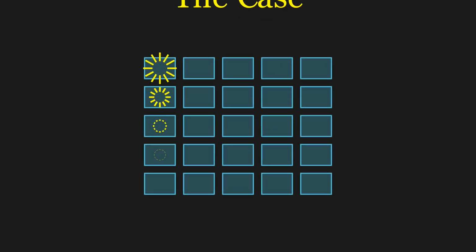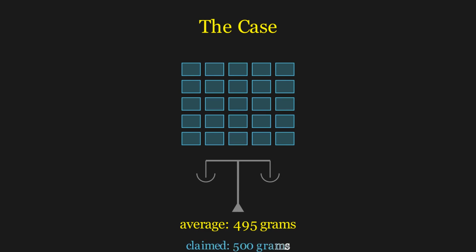Here's our case for today. A cereal company claims each box contains 500 grams of cereal on average. You're suspicious they're skimping on you. So you buy 25 boxes, weigh them, and find the average weight is 495 grams. Is that just normal randomness? Some boxes are a little over, some a little under, or is it real evidence the company is underfilling boxes?